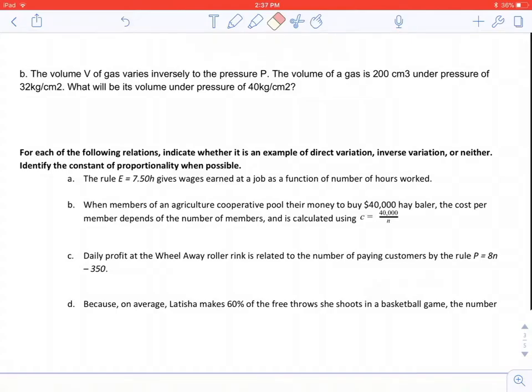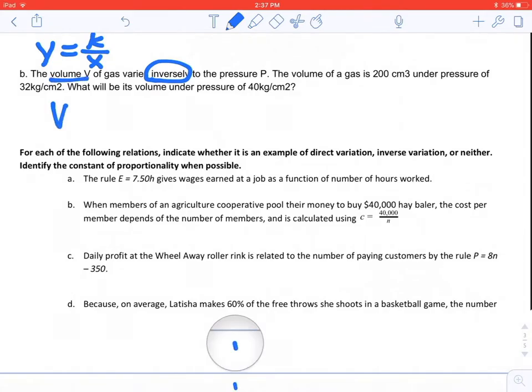The volume V of gas varies inversely to the pressure P. So let's write out our inverse variation. Our standard formula for inverse variation is Y equals K divided by X. In this case, we have the volume V of a gas varies inversely to the pressure, so that would be K divided by P. And then let's fill in what they gave us.